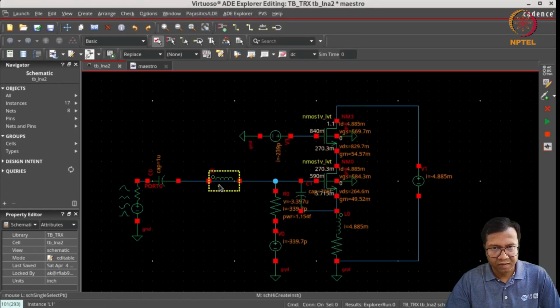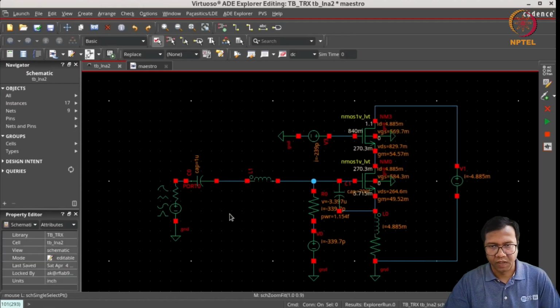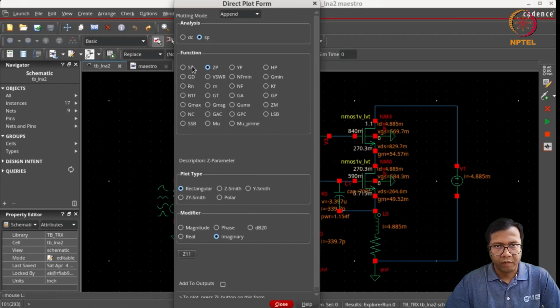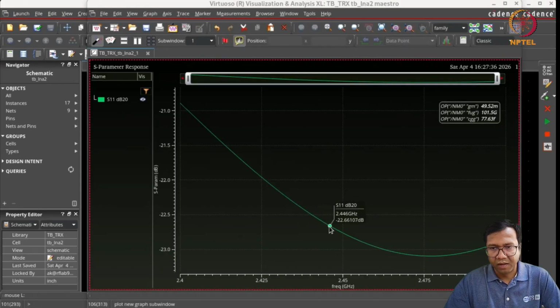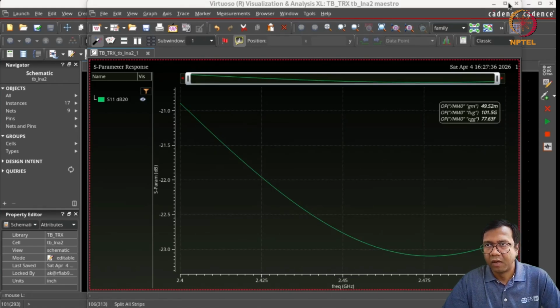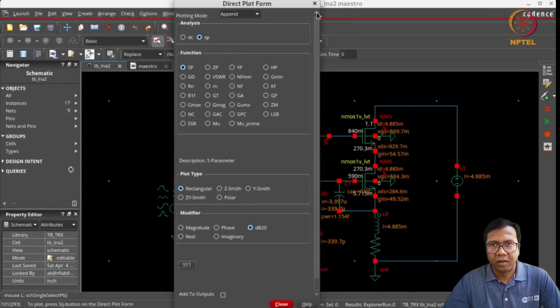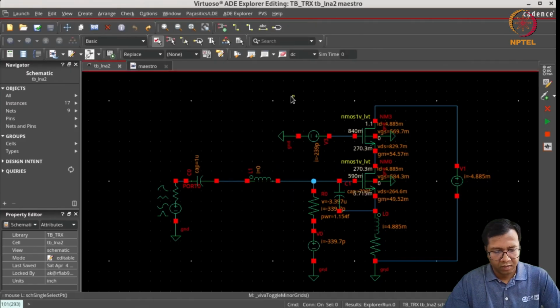And since this inductance is going to be off chip, I am not including any series resistance for this inductance. Now we can directly plot the S11 at the input, and we can see that it is well below minus 20 dB. So the input matching has been achieved. Now let us add the biasing at the drain.